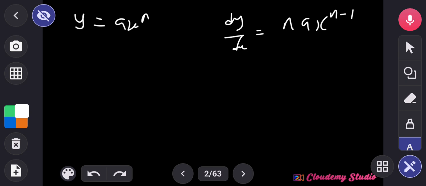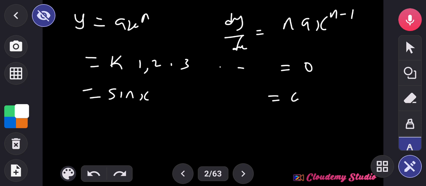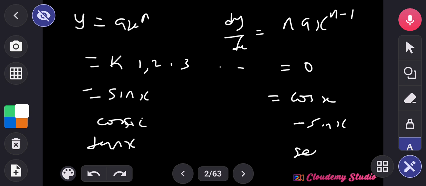And we also gave some other rules like if y equals to k, like 1, 2, 3, and so on, our dy over dx equals to what? Equals to 0. If y equals to sine x, our dy upon dx equals to cos x. If y equals to cos x, our dy upon dx equals to minus sin x. If y equals to tan x, our dy over dx equals to sec squared x. If y equals to ln x, our dy over dx equals to 1 over x. And we said the differentiation of exponential x equals to exponential x.